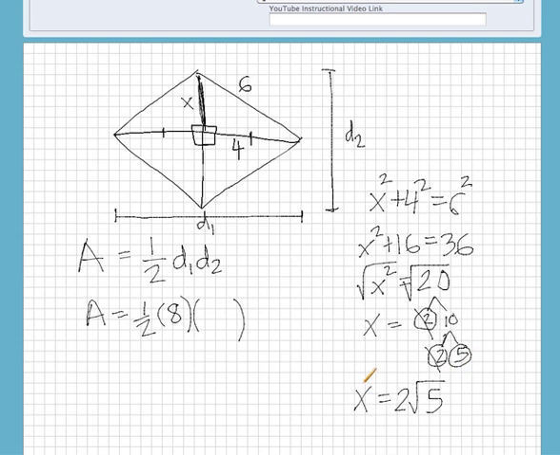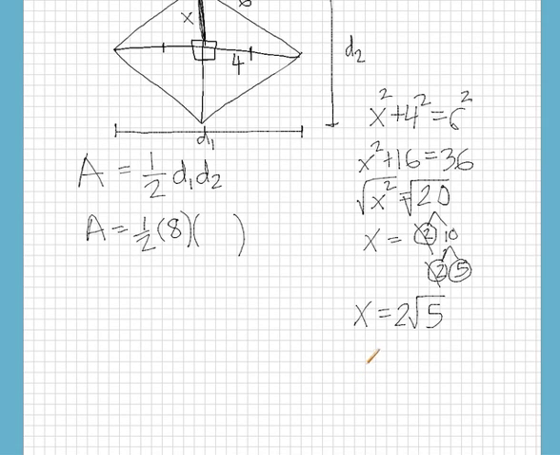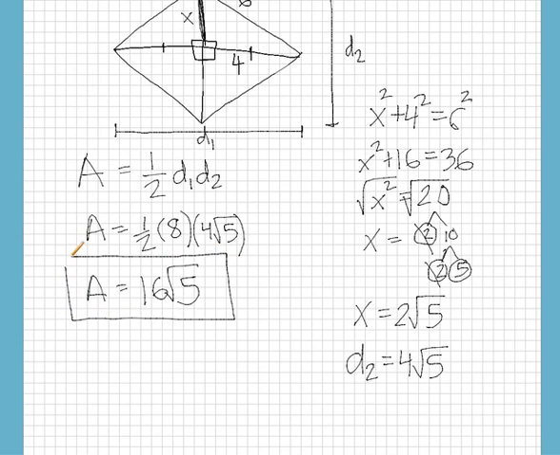So here is our diagonal, or half of our diagonal here. If we times that by 2, we will get our diagonal 2. So diagonal 2 is going to equal twice x here, which would be 4 root 5. Now we're going to plug that in right here. So here's 4 root 5, and then we'll simplify this. 8 divided by 2 is 4, times 4 is 16. So we get 16 root 5. So there's our area of a rhombus there.